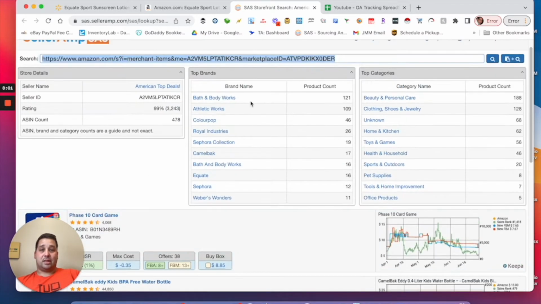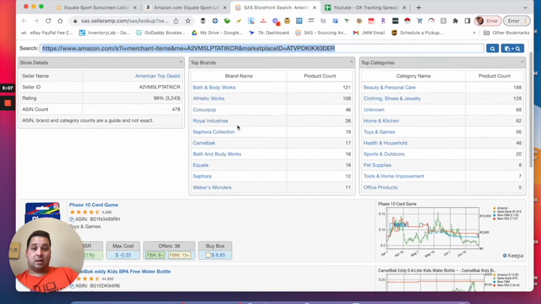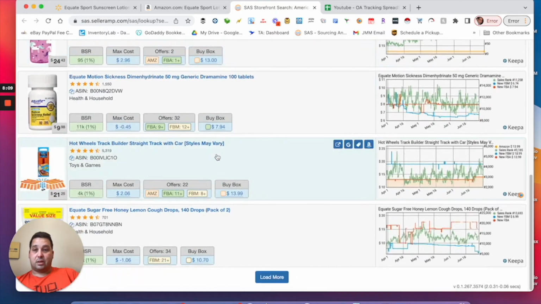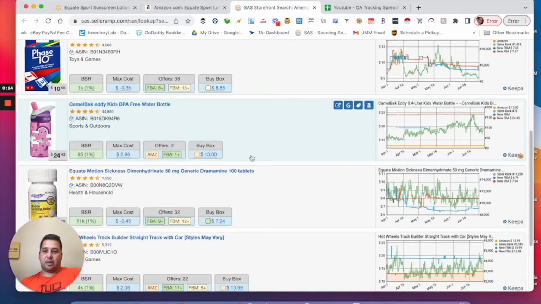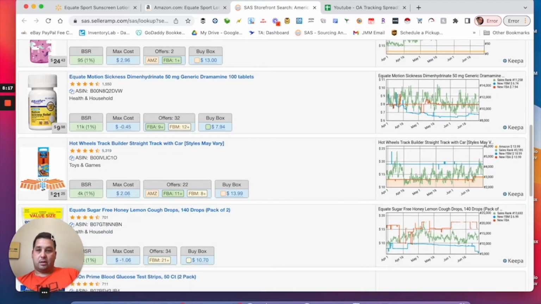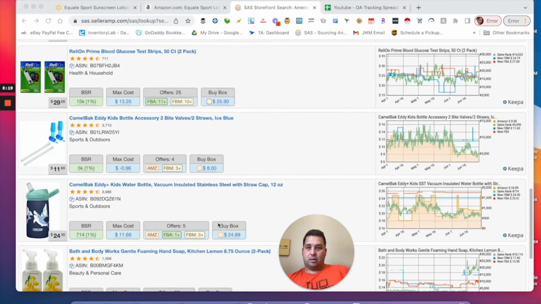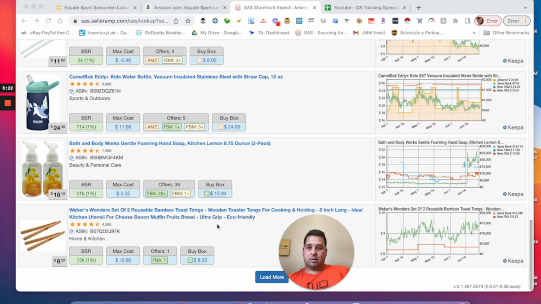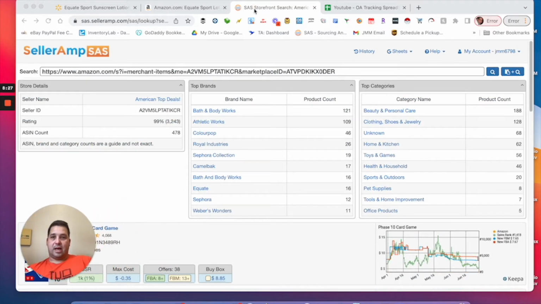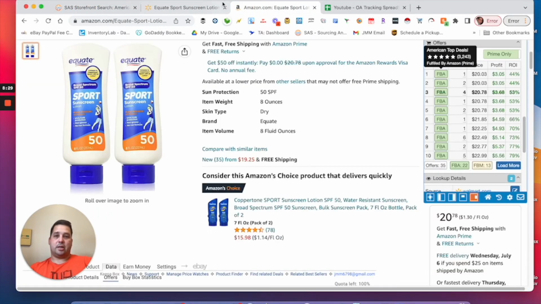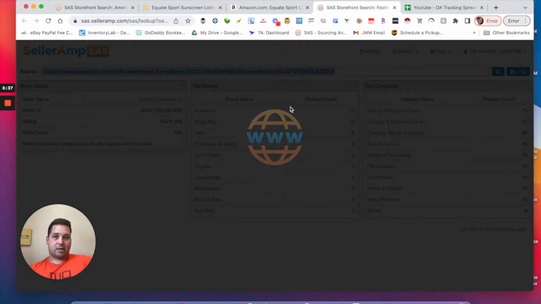Maybe they're not wholesale. It seems like they're buying a lot from Bath and Body Works. ColourPop, interesting. Maybe they are. They might be RIOA. I take that back. This is kind of... Maybe we'll come back to this. I tend to like to do stores that are probably in the neighborhood of like 200 or 300 reviews. So let's see what this person has.